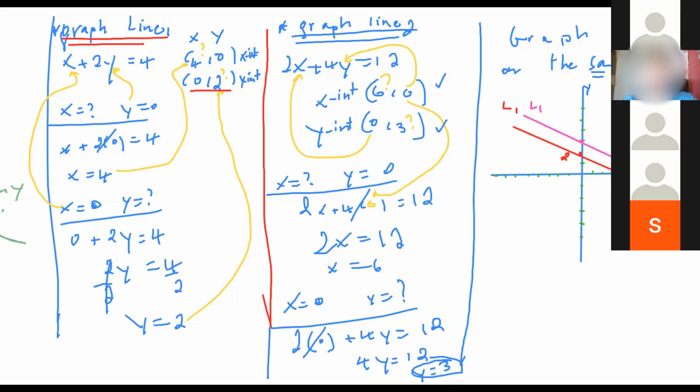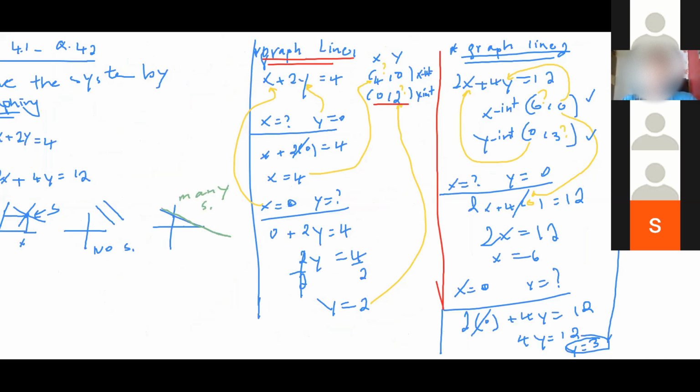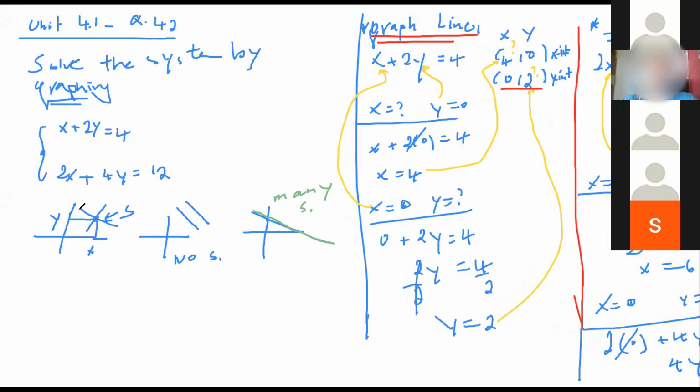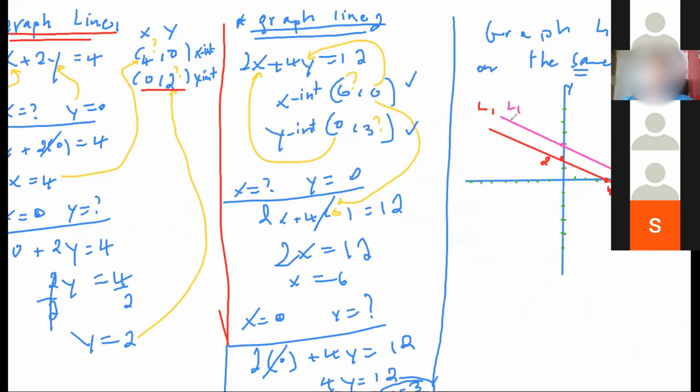No solution. Exactly. As we saw earlier, there were 3 cases. If the lines meet at 1 point, one solution. If they're parallel, there is no solution. If you end up with the same line, you say many solutions. For example, if for some reason this pink line ended up being the same as line 1, the red one, then it would say many solutions. So let's just say no solution.